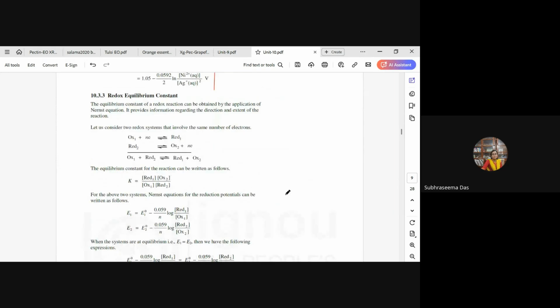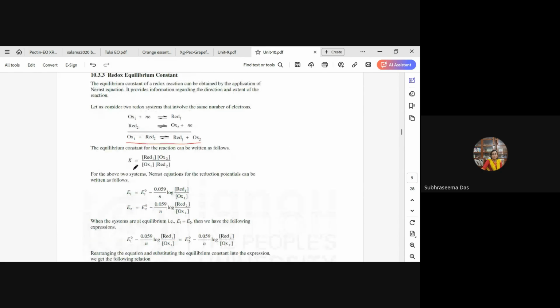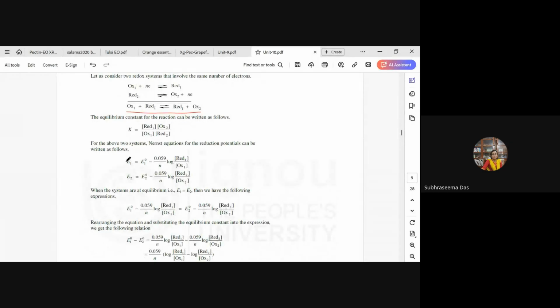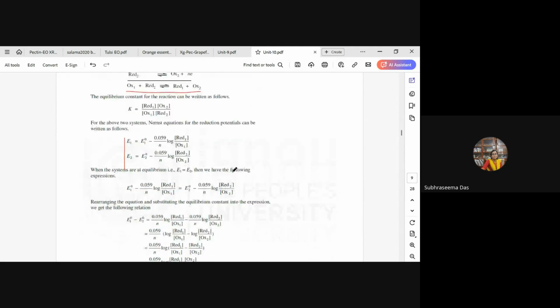Then coming to the redox equilibrium constant. The equilibrium constant of a redox reaction can be obtained by the application of the Nernst equation. Let us consider two redox systems that involve the same number of electrons. Here the oxidant Ox1 plus ne gives the reduced product R1. Here R2 takes up oxidant 2 plus n, and this is the final overall reaction. The equilibrium constant K can be given by this formula. For the above two systems, the Nernst equations E1 and E2 can be written like this. Now we know at equilibrium, E1 is equal to E2.